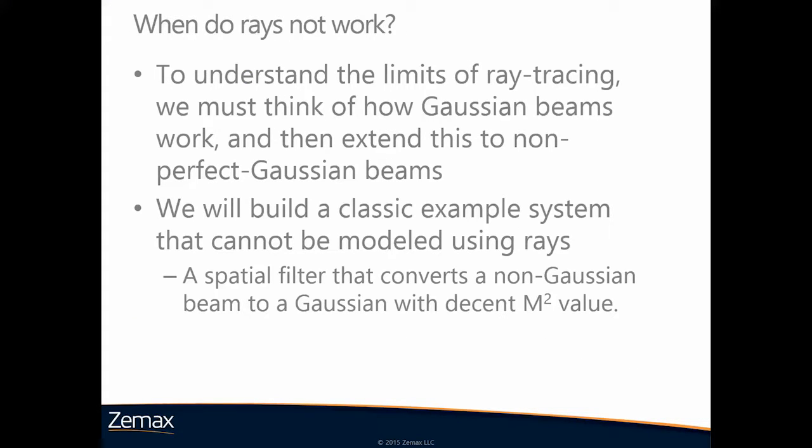But when do rays not work? To understand that, we have to think about Gaussian beams, and then we'll also think about not perfectly Gaussian beams. We're going to build a great example that demonstrates where simple ray tracing doesn't work and where we need to use physical optics instead. That's going to be a spatial filter with a non-Gaussian beam being presented to it and a Gaussian beam being put out the output face of it.